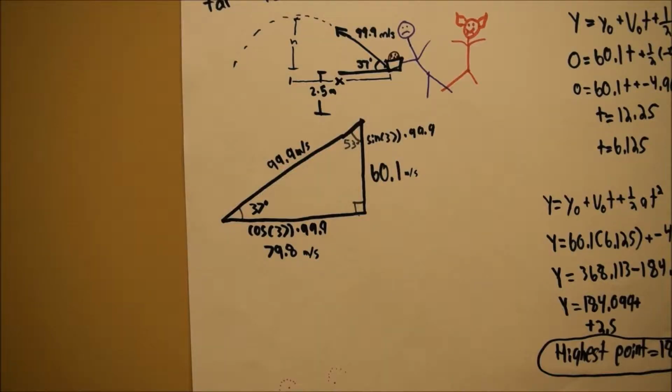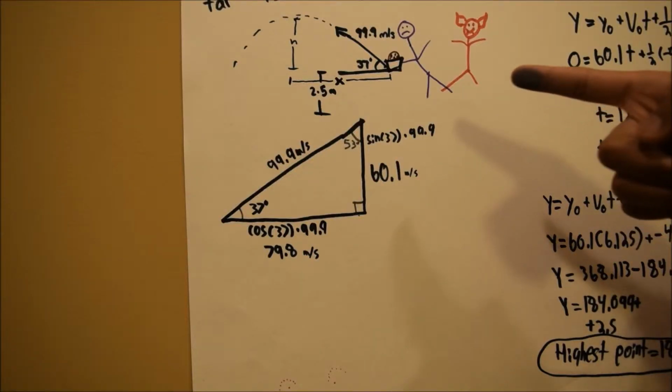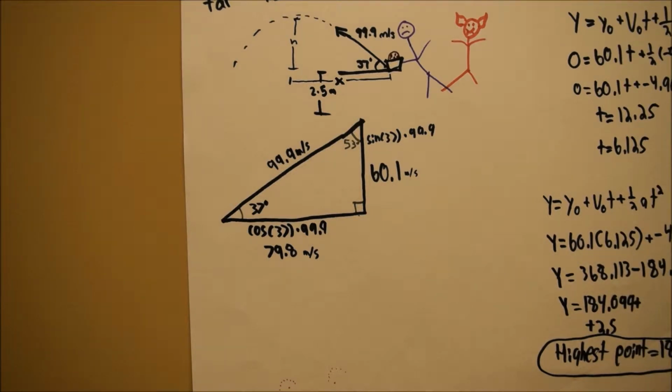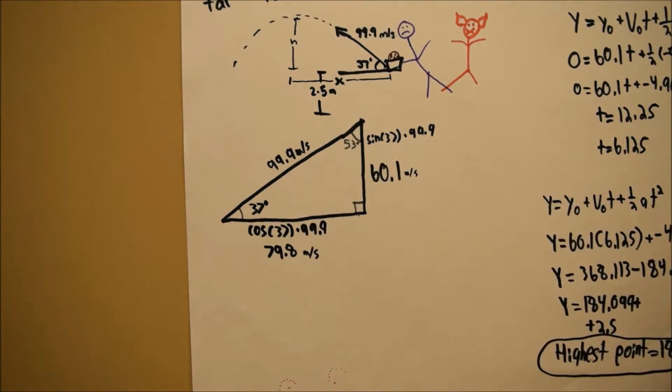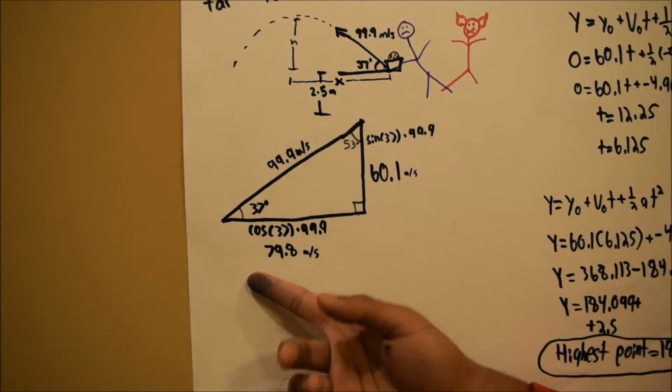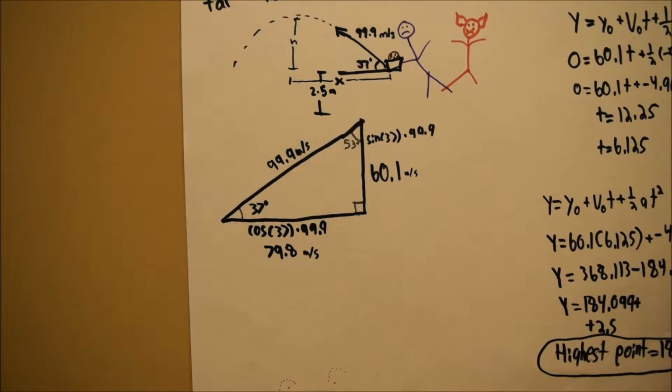Okay, so first we have to break up the ice cream's velocity into x and y components, since we need it to solve the rest of it, which Alex will explain later. Since we know this is 99.9, using SOHCAHTOA rules, we do cos of 37 times 99.9, which is 79.8 meters per second, the x component, and sin 37 times 99.9, which is 60.1 meters per second, the y component. Now I'll pass it on to Alex so he can explain the rest of the problem.